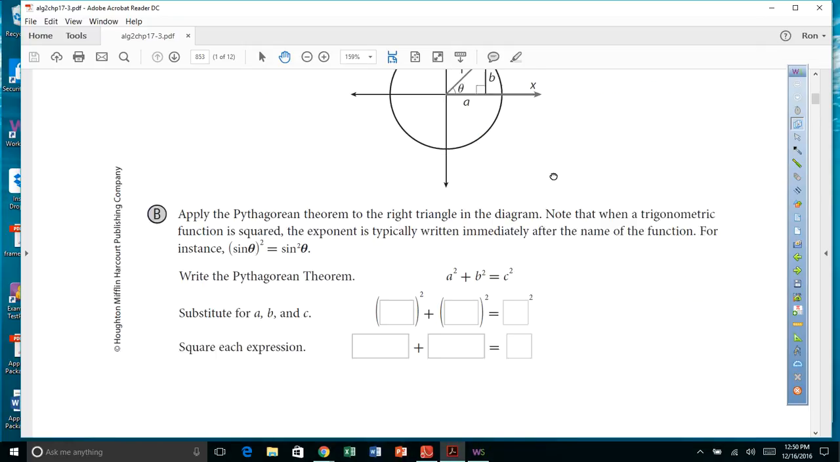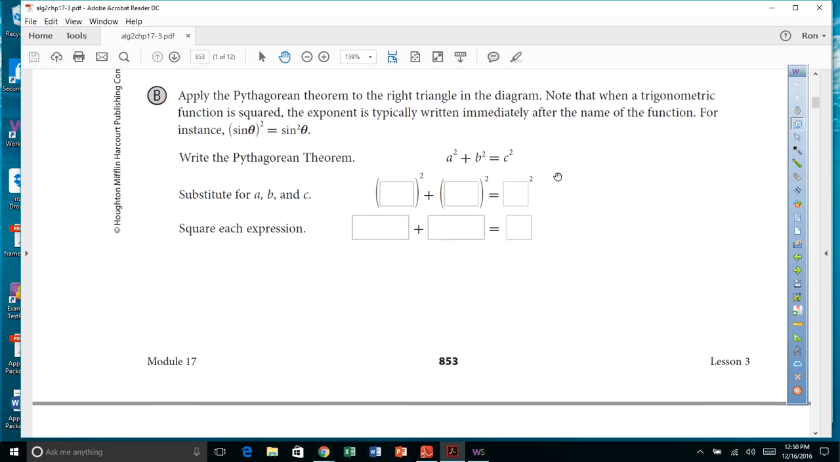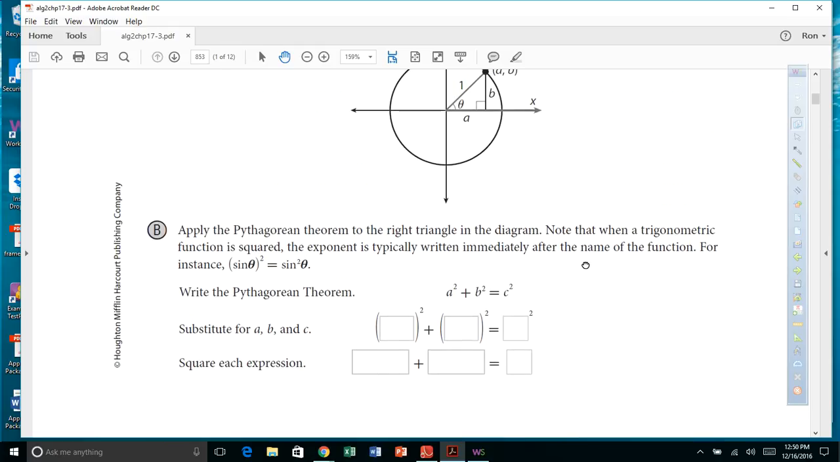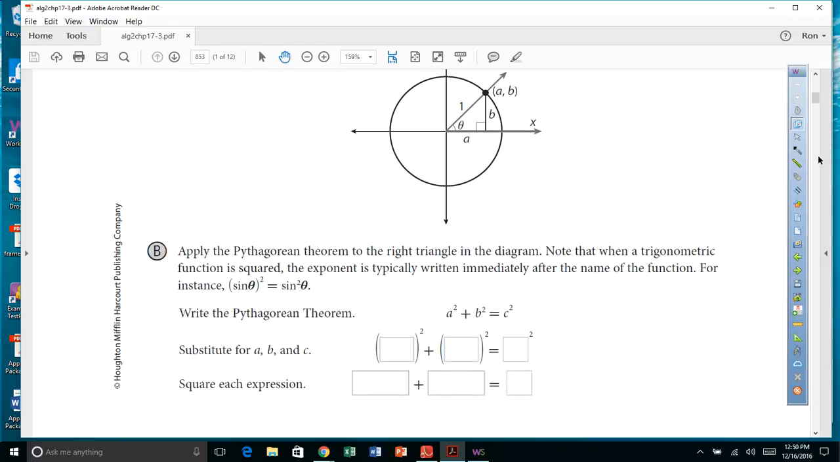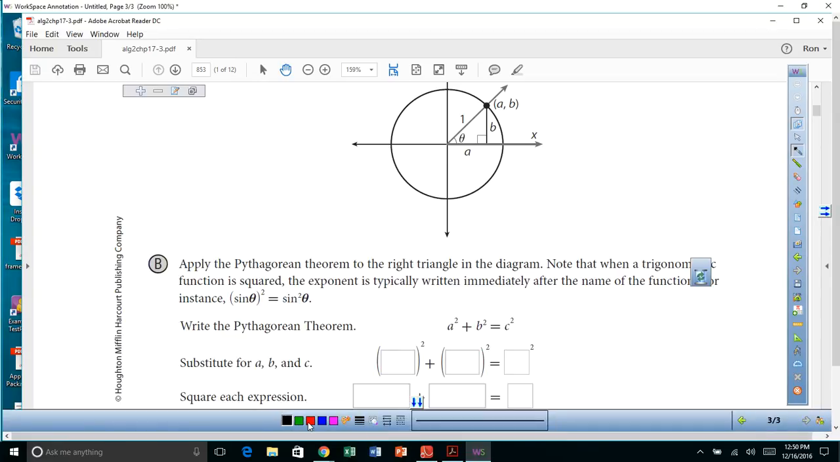All right. B, apply the Pythagorean theorem to the right triangle in the diagram. Note that when a trigonometric function is squared, the exponent is typically written immediately after the name of the function. For instance, sine theta squared is written sine squared theta. So you're used to the Pythagorean theorem. All right, so we'll do that. And that's a squared plus b squared equals c squared. No news. That's all right.